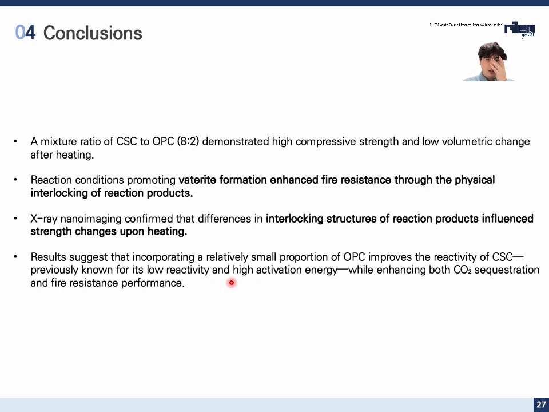So this is the conclusion. The CSC to OPC ratio of 8 to 2 demonstrates high compressive strength and low volumetric change after heating, and the reaction condition promotes vaterite formation, enhancing the fire resistance through the physical interlocking of the reaction products. X-ray nanoimaging confirmed that differences in the interlocking structure of reaction products influence the strength change upon heating. The results suggest that incorporating a relatively small proportion of OPC improves the reactivity of CSC, previously known for its low reactivity and high activation energy, while enhancing both CO2 sequestration and fire resistance performance.